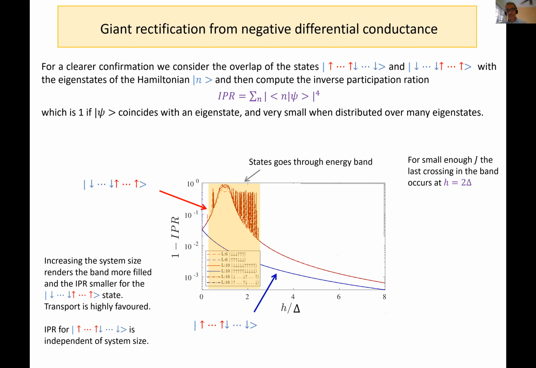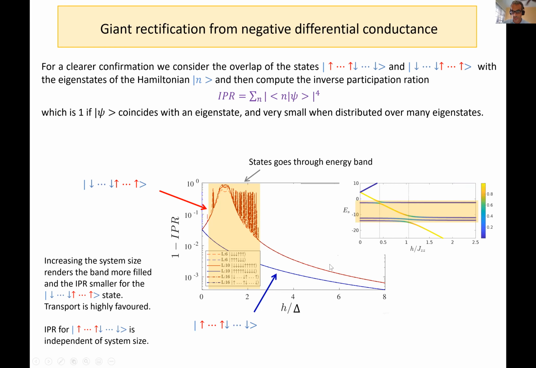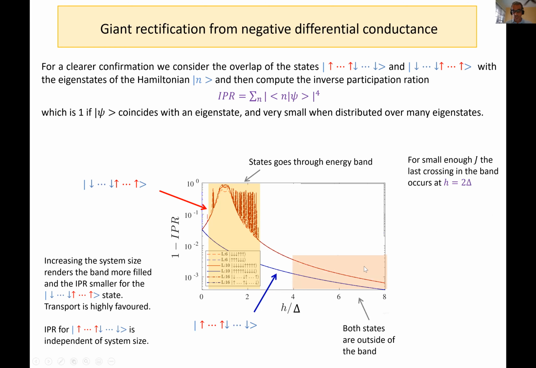And for a small enough J, this band has a width of 2 delta. So at least for H up to 2 delta, we can have very, very strong rectification. Beyond this, both states are eigenstates. For an H large enough, both states will become eigenstates of the Hamiltonian, and so they will both have weak current in both directions. But it turns out that the current for the reverse direction is still smaller, so we can still have some rectification, but not a very strong one, not compared to what we can get in this region here in the middle.